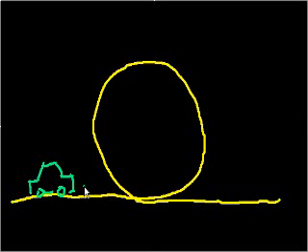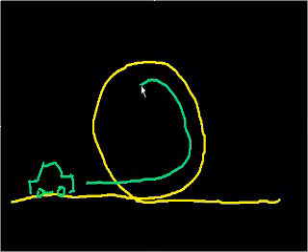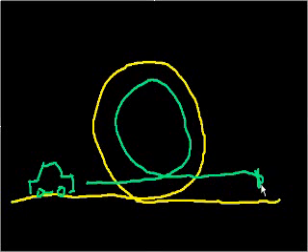And my question to you is, how fast does it have to be going? What's its speed have to be for it to not fall when it gets to this point in the loop-de-loop? So it's going to go like this. This is going to be the path of the car. How fast does it need to go? So let's just think about it.